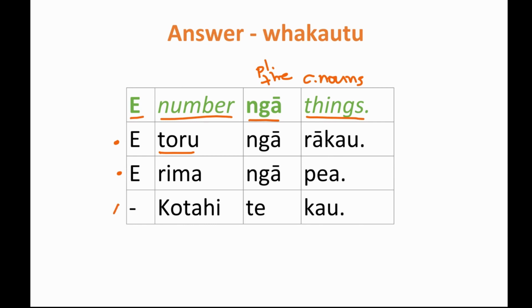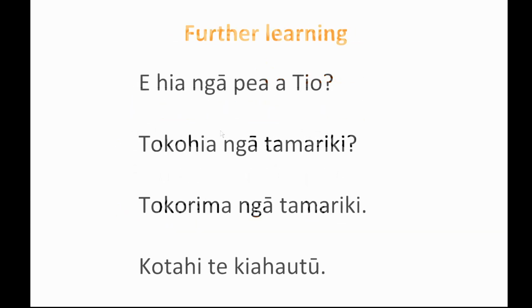And lastly, this one is a little bit tricky. You drop the e right here when you have kotahi. When there's only one, you drop the e. Also, because you are saying there's only one cow, you need to say te instead of ngā, because ngā is the plural form of the. We want the singular the, which is te. And you have kau. So you're saying there's one cow.